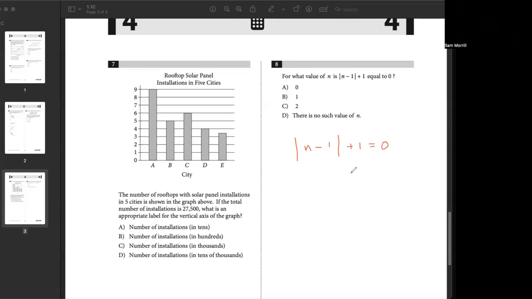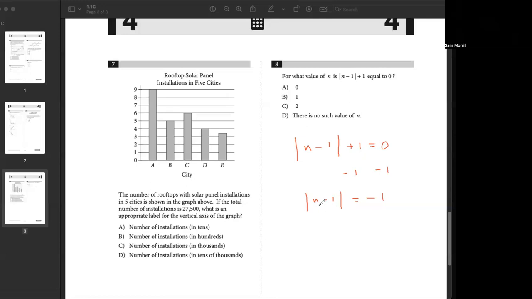And so then if we begin to solve the equation, we can subtract 1 from both sides of the equation, and that gives us the absolute value of n minus 1 is equal to -1. And so as soon as we see this, we know that there is no such value of n, because think about it. We have an absolute value on the left side of the equation, and that needs to equal a negative number.